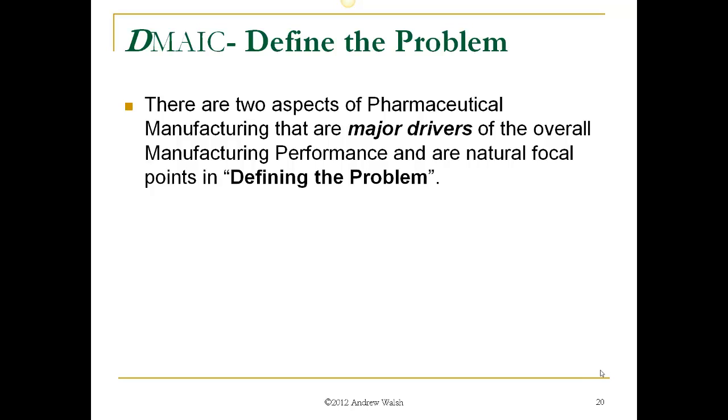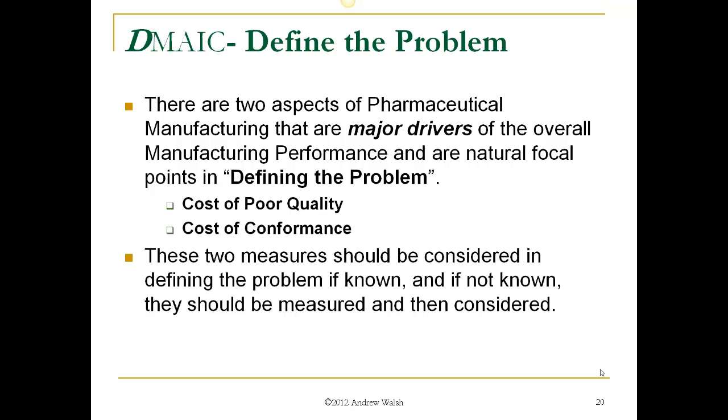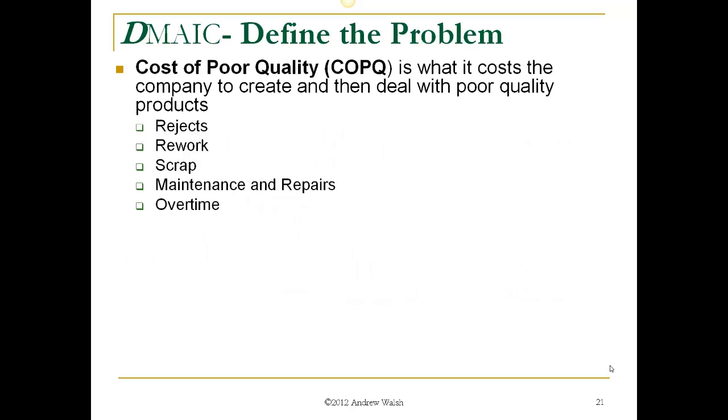Now, there are two aspects of pharmaceutical manufacture that are really major drivers of the overall manufacturing performance and are really natural focal points in defining the problem. These are the cost of poor quality and the cost of conformance. These two measures should be considered in defining the problem if they're known. And if they're not known, they should be measured and then considered as part of the problem.